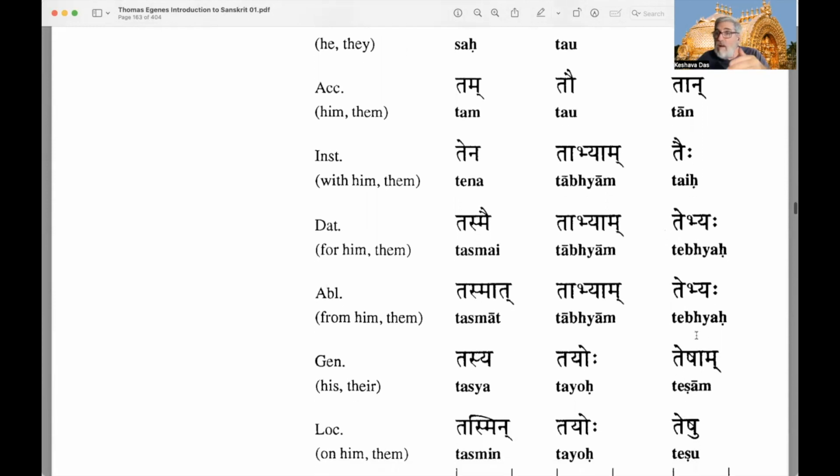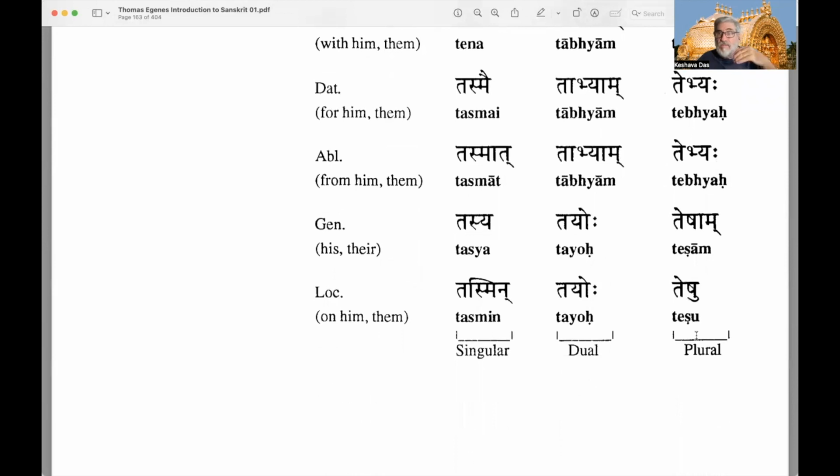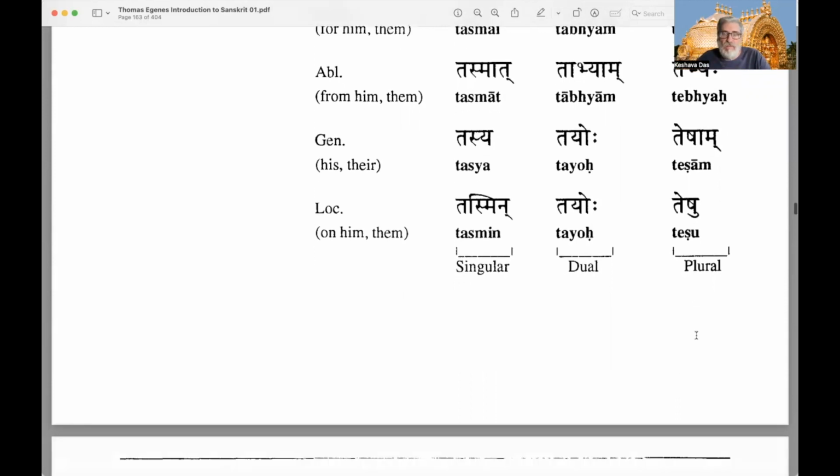So then instrumental will be by or with. So with him, singular, with them, or by them, dual and plural, right? Dative, to or for, right? So for him, for them, right? Ablative, from, so from him or from them in the plural, dual and plural, right? Genitive will be possessive, so him becomes his, right? Them becomes theirs, they becomes theirs, right? Locative, in, on, or at him or them in singular, in dual and plural, right?